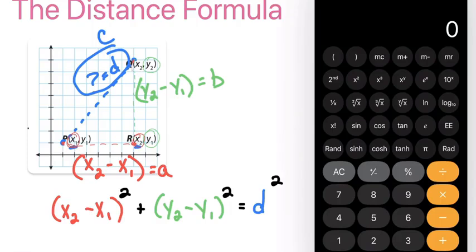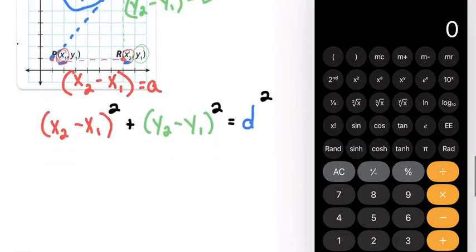A squared plus b squared equals c squared. This does not tell me what the distance is. It tells me what the distance squared is. So then the last thing I would do to figure out the distance is square root both sides of this equation. So the square root of d squared is pretty simple. If you have the square root of something squared, it's just that thing. So the square root of d squared is d.